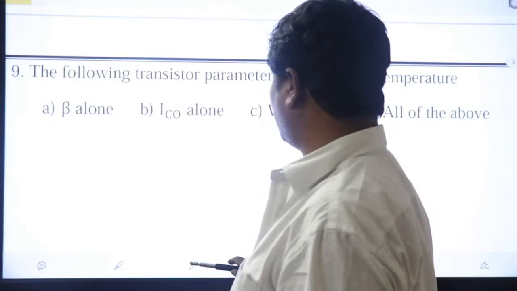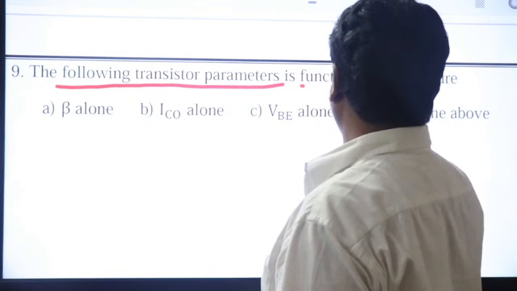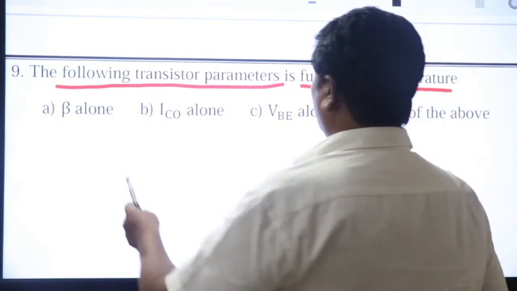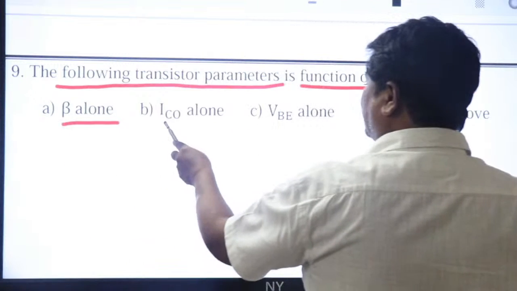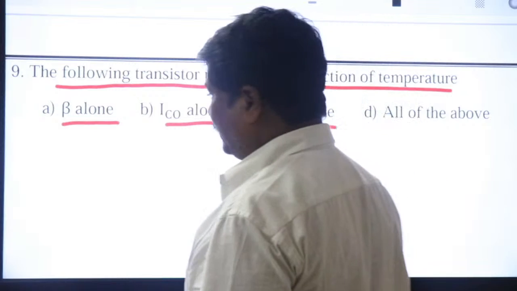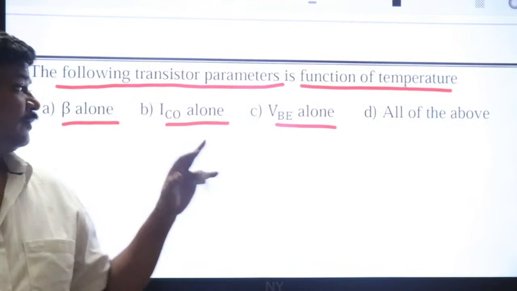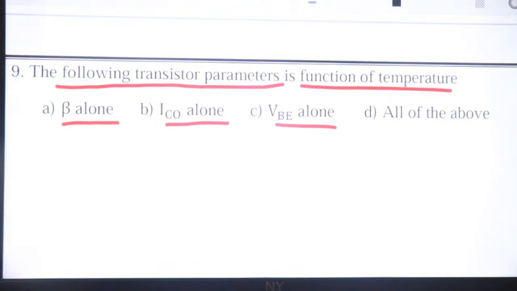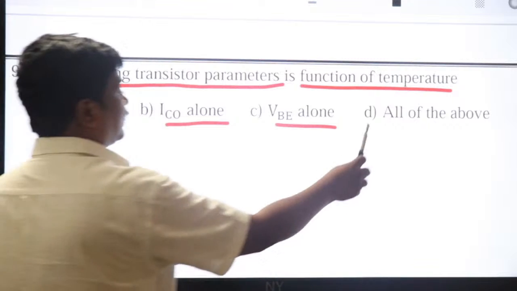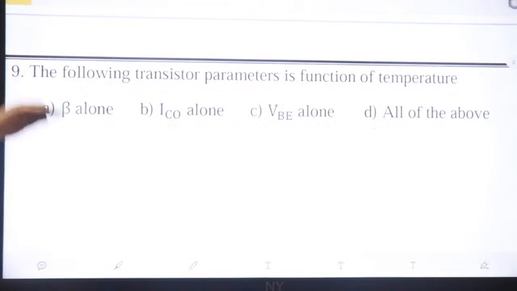Now see here, what is the question? The following transistor parameters is a function of temperature: Beta alone, IC naught alone, VBE alone. I told you now already. IC naught depends upon temperature. VBE depends upon temperature. Beta also depends upon temperature. So the answer is all the above. Most of the cases when all the above will come, you are going to answer that one only.